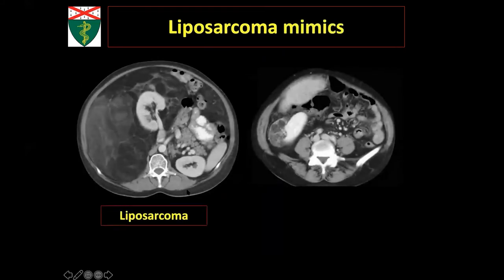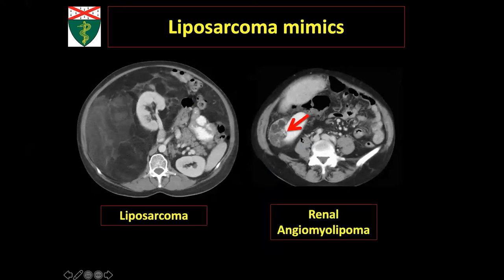So this here is a patient with liposarcoma. You may be familiar with this. This was our unknown case number one. You can see a large liposarcoma centered in the perirenal space, pushing the kidney cephalad to the right. And this here is also a fat-containing mass, looks very complex, and you could be mistaken into calling this a liposarcoma. But of course, this is a renal angiomyolipoma.